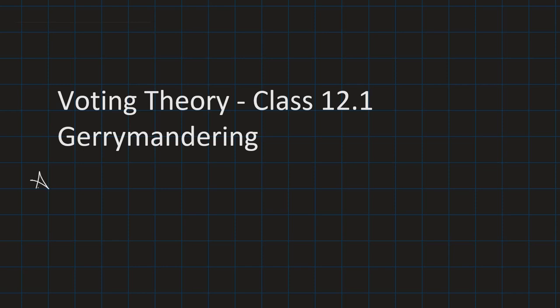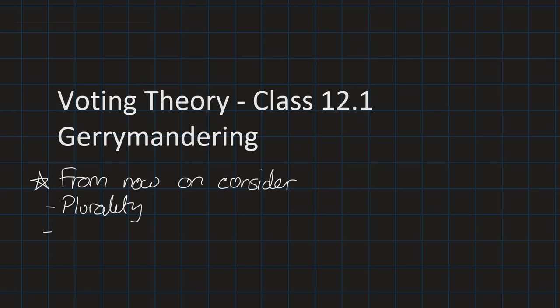So from now on, we will mainly be considering elections of the following form. They will be plurality. They will have exactly two alternatives. And most importantly, well, they're all important, but this one is equally important. They will have multiple winners.